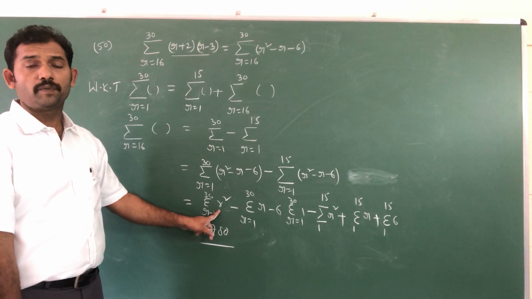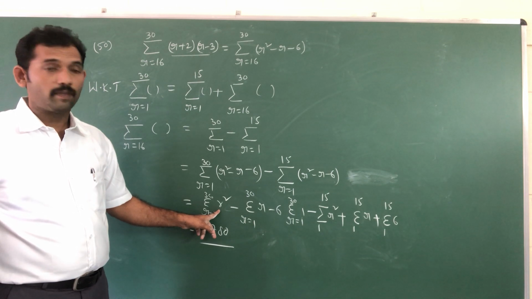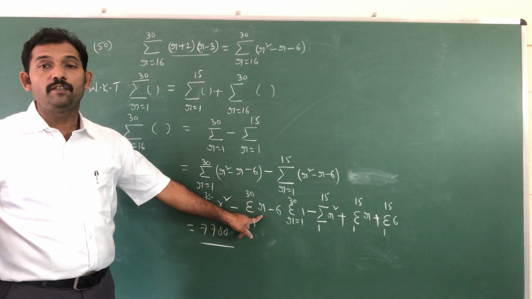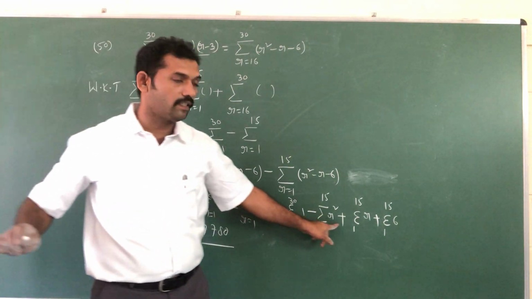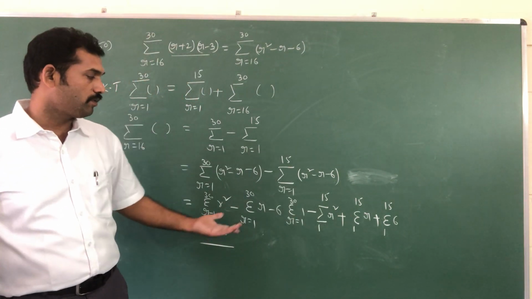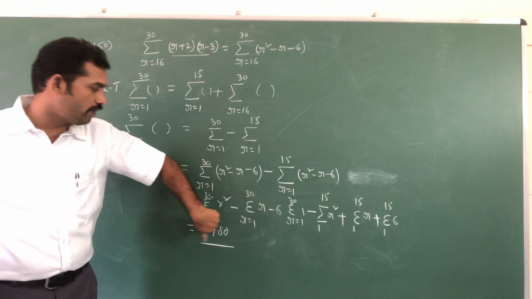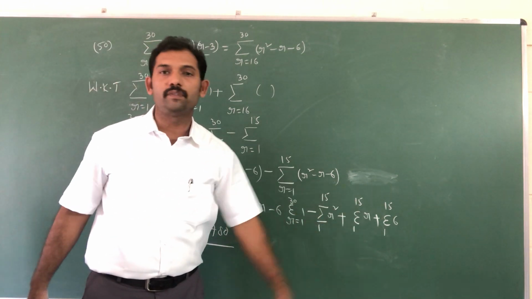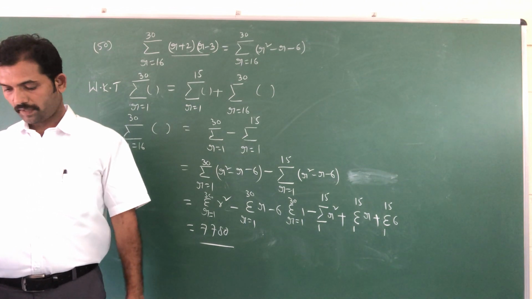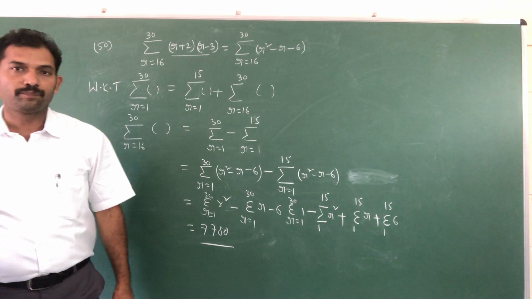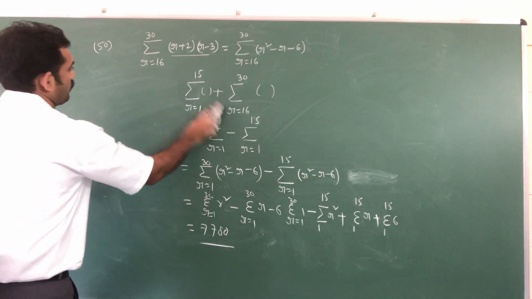Sigma r square, what is the formula? n into n plus 1 into 2n plus 1 by 6. Sigma r, what is the value? n into n plus 1 divided by 2. This is n, so these are the same formulas. In n's place you substitute 30 and you will get the solution. Here you substitute 30 in three values, and you substitute 15 in three values, and you get the solution. Next, 51.